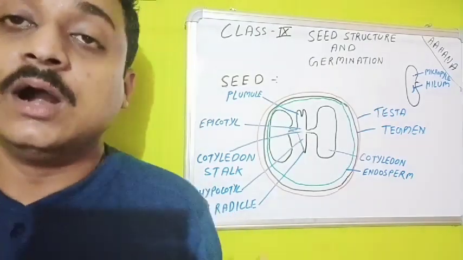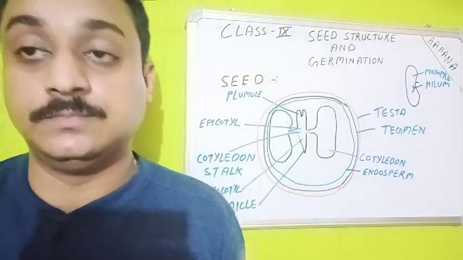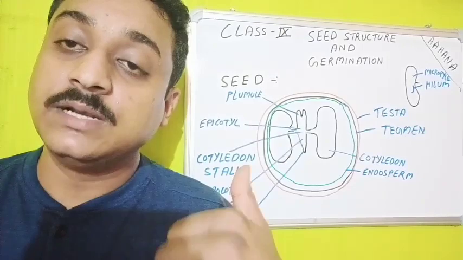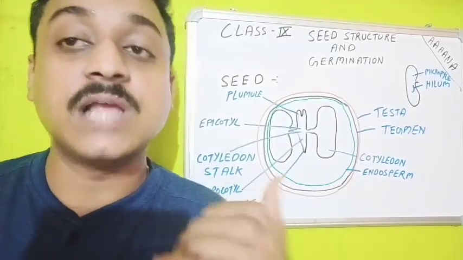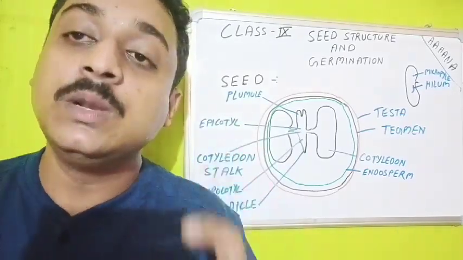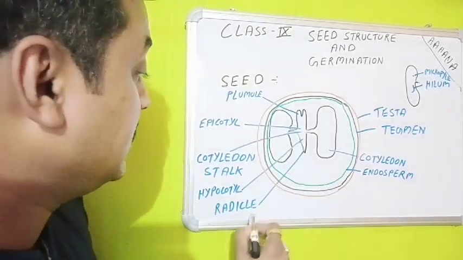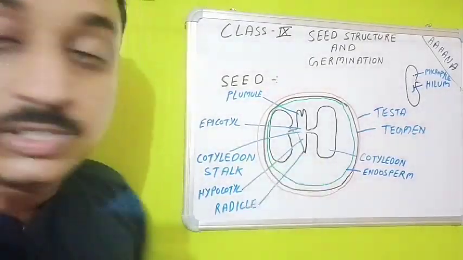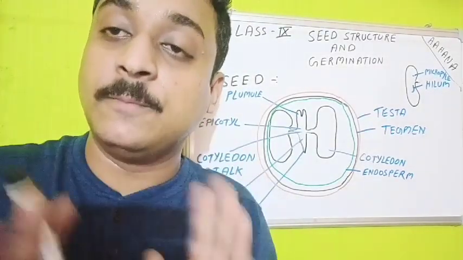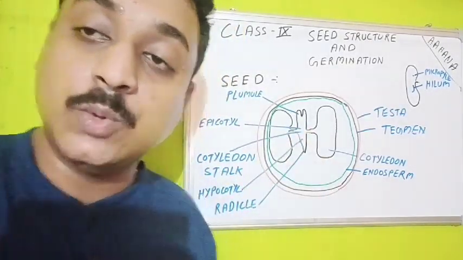As I have told you earlier in this class, radicle means the undeveloped root, the root which will develop to become a root. That part of the seed which will become a root after its development is the radicle. So the radicle is over here. Until and unless the seed develops into a plant, the radicle will not develop into a root. So radicle is that part of the seed which will develop into a root.